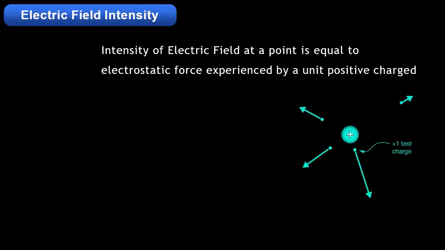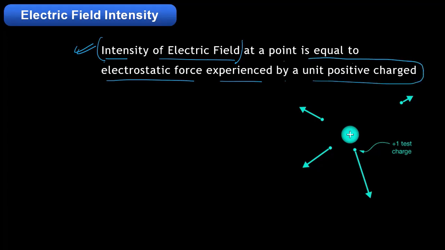Now this has to be measured. We have to measure the amount of it, which is called the intensity of electric field. So what is the intensity of electric field? The intensity of electric field at a point is equal to the electrostatic force experienced by a unit positive charge. What is the meaning? Let us say you have a charge Q over here, and I bring a unit positive charge, a +1 Coulomb charge. The force experienced by this +1 Coulomb charge is nothing but the intensity of electric field.